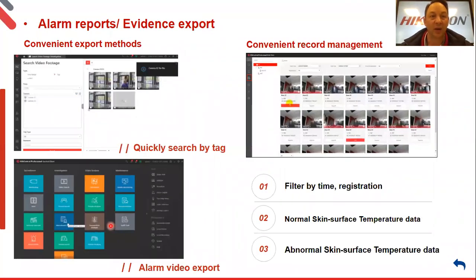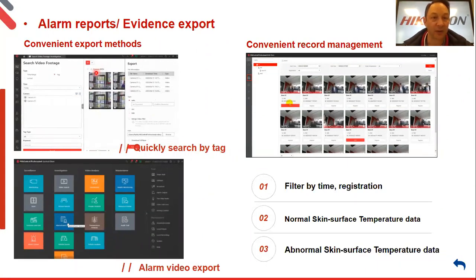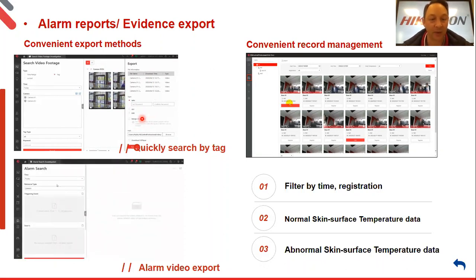All right, so now for the alarm reports and evidence exports, obviously we need to be able to find certain events and be able to export them. You can also quickly search by tag and also alarm video export, so we can check and export those and then do your video record management from there. So after you find your results, you tick the boxes for those that you want to export. You click on the export button, it's going to open up this. It'll ask you in which format you want to export them and if you want to encrypt the video or not. And then click the export button and your video is exported. Easy as that.